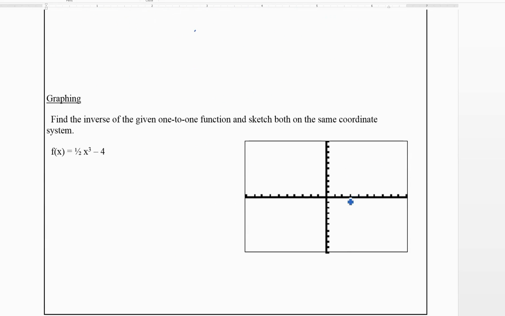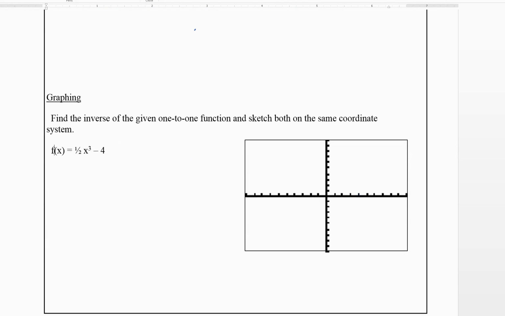Okay, one more time we want to look at the graphs of a function and its inverse. So it says find the inverse of the given one-to-one function and sketch both on the same coordinate system. So we're going to sketch both of them here. So here's our function. So remember, to find f inverse, we're first going to put in y. Now we're going to switch the x's and the y's. Now we need to solve for y.